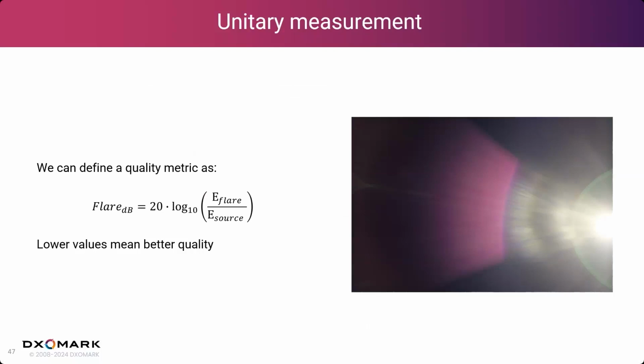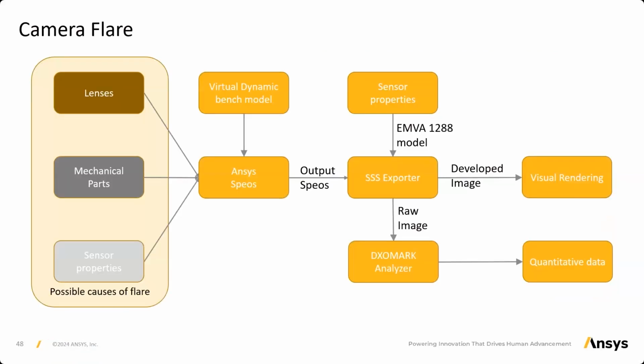This is what we call the flare intensity, which is now expressed in decibels, the 20 log of the ratio of the illuminance due to the flare over the illuminance of the light source itself. And so the lower the value, the better the quality, and so the less the flare. And we can move on to the next slides for the simulations from Sébastien.